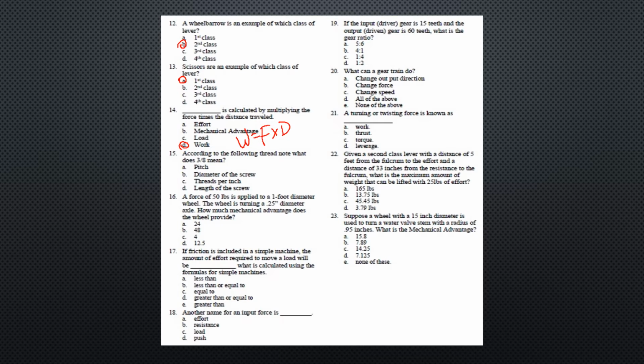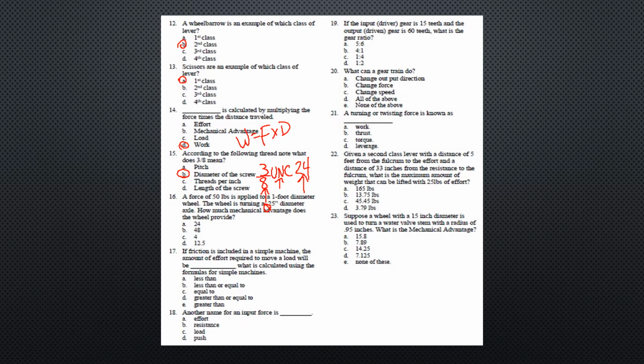15, according to the following thread note, what does 3/8 mean? 3/8 is going to be your diameter. So an example for the whole thread would probably be 3/8 UNC, and let's just call it 24. So the 3/8 is the diameter. This is going to identify the type of thread, and this is going to identify how many threads per inch there are.